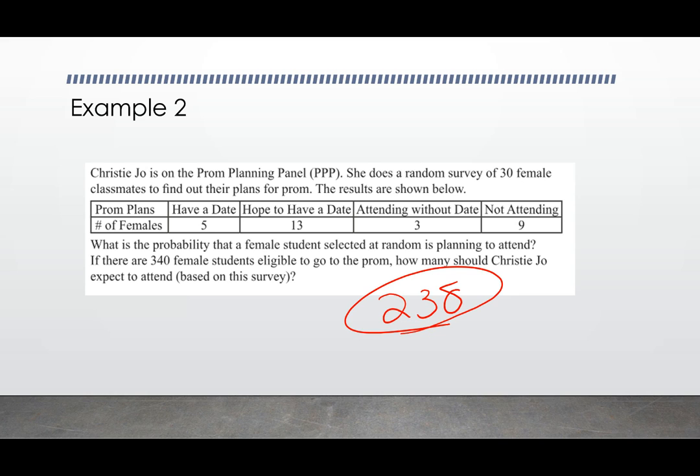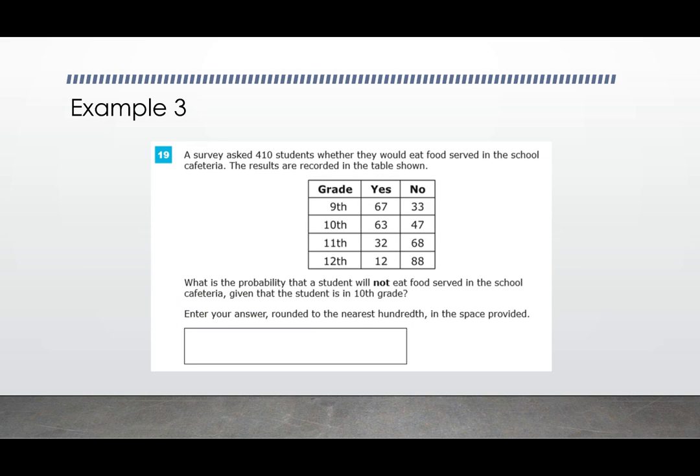So anyway, yeah, it's very similar to example 1. Okay. Last example, a survey asked 410 students. So keep in mind, that's helpful numbers. This is the total number of students. Whether they would eat food served in the cafeteria. The results are recorded in the table shown below.